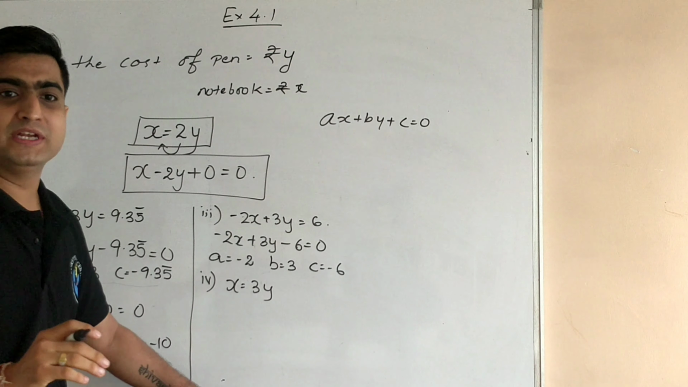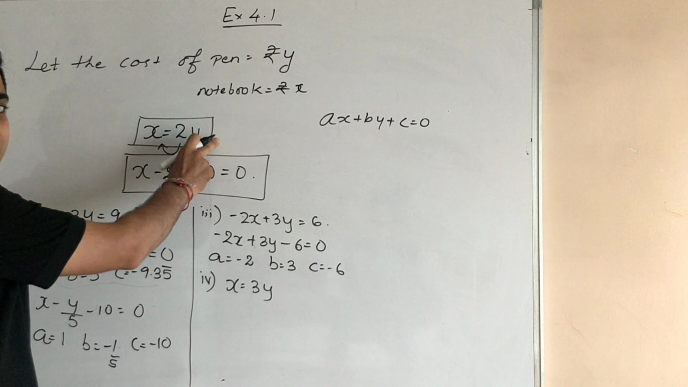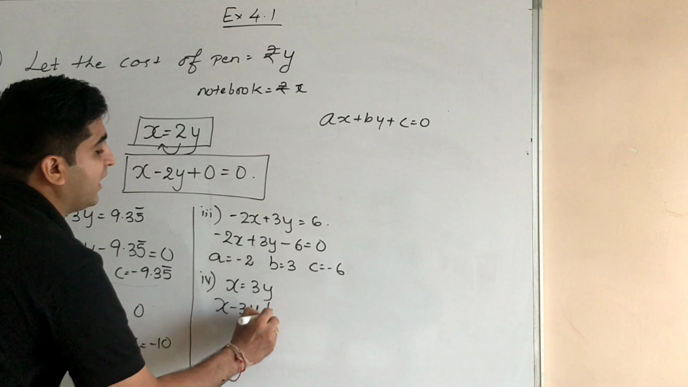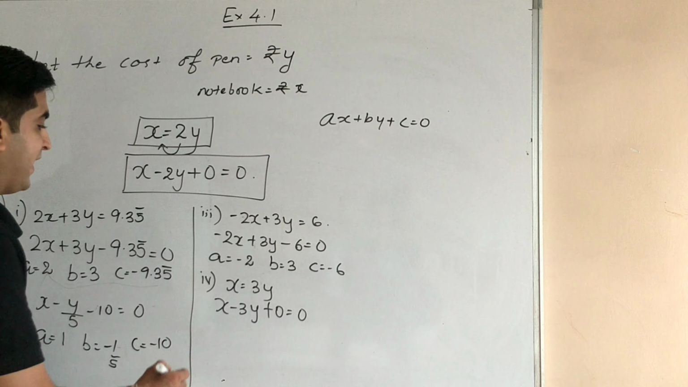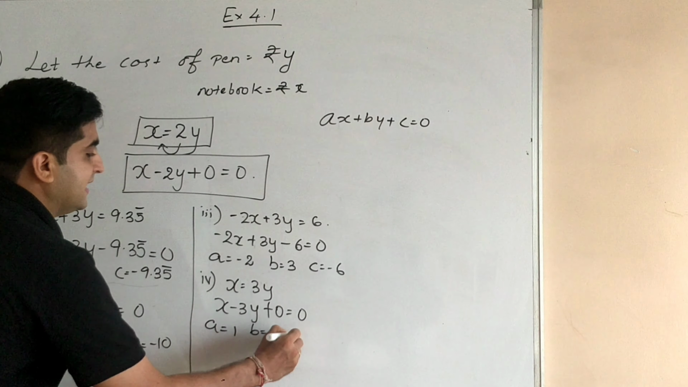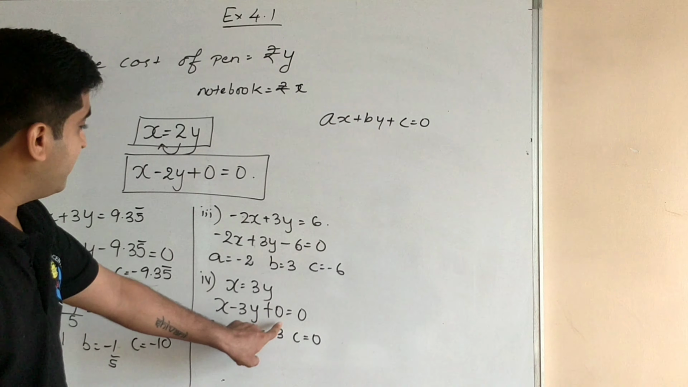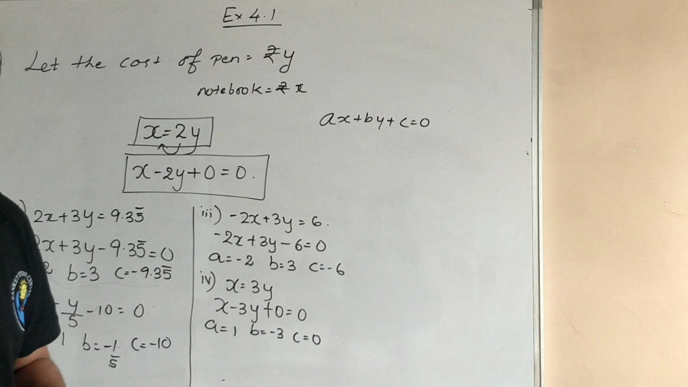Simple hai? Okay, moving ahead, sum number 4th dekho, x is equals to 3y. Now what you have to do is convert it into standard form. Ye aise type ka hai, theek hai? To convert karenge to x minus 3y plus 0 is equals to 0. Now what is the value of a? a is 1, b is minus 3 and c is equals to 0, क्योंकि कोई term ही नहीं है. तो c is 0. Okay?